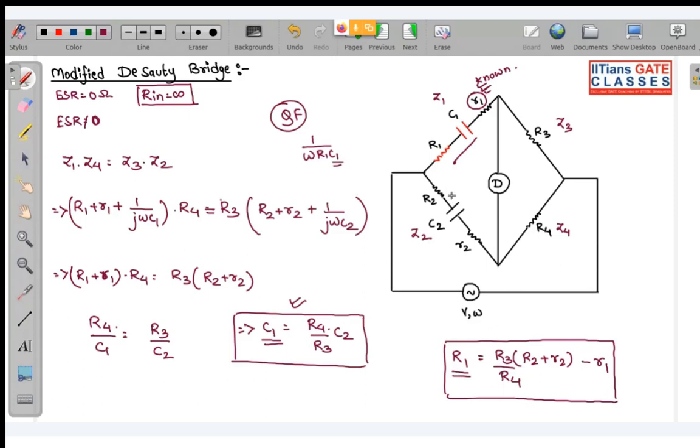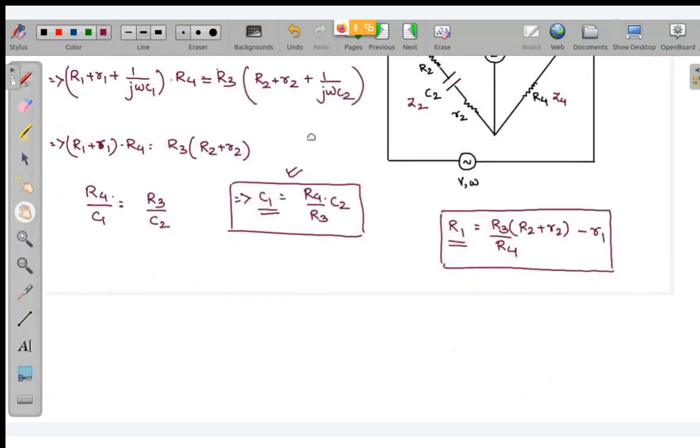But if somehow this R2 was 0, then also once again you are going to see, I will show you. Quality factor is equal to 1 by omega into R1 C1. So R1 is R3 by R4 into R2 plus small r2 minus small r1, into C1. So C1 is R4 by R3 into C2.